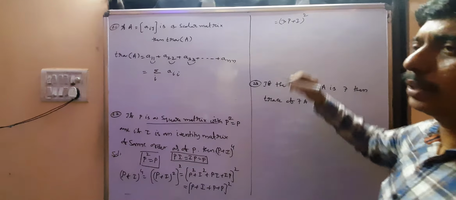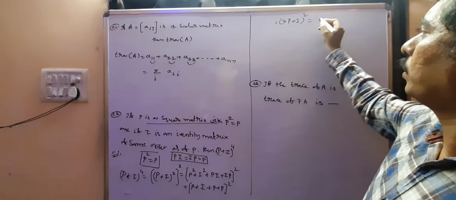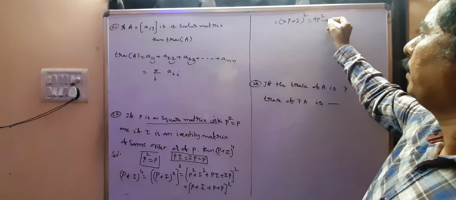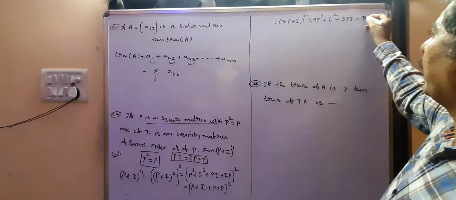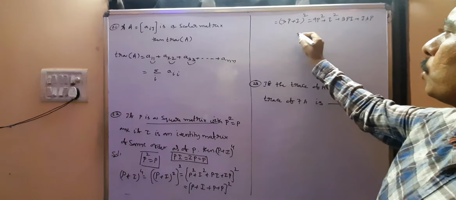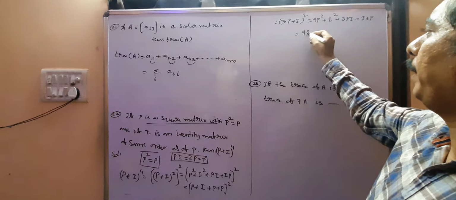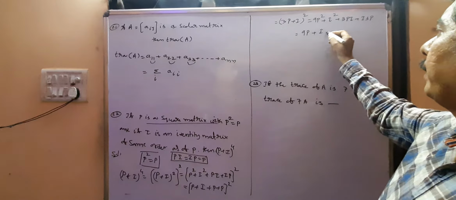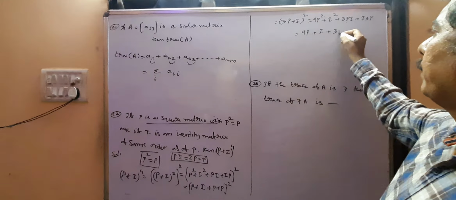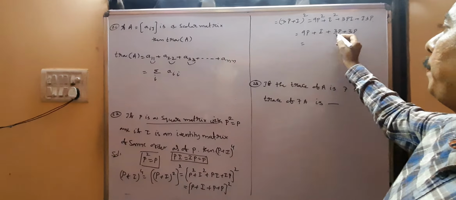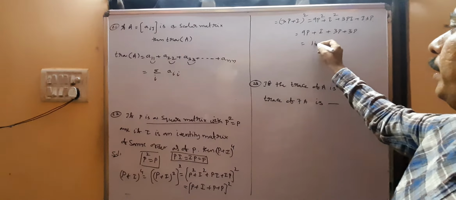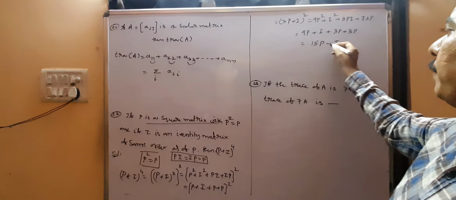Again, A plus B whole square you have to apply: A square, 3P whole square is 9P square, plus I square, plus 3PI plus I into 3P. So P square value is P, giving 9P; I square value is I. PI means P, IP means P, so 3 into P. That is 9P plus 3P plus 3P, 15P plus I.